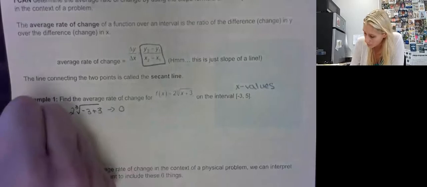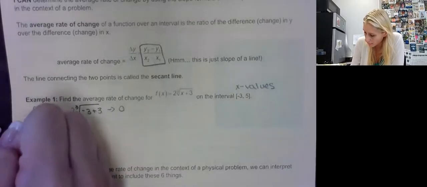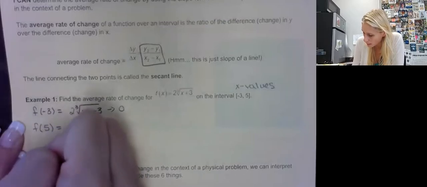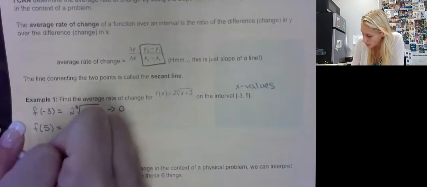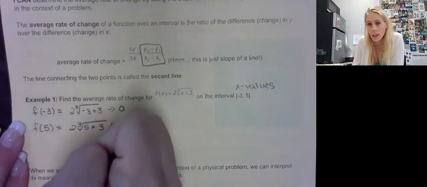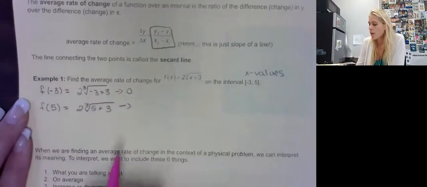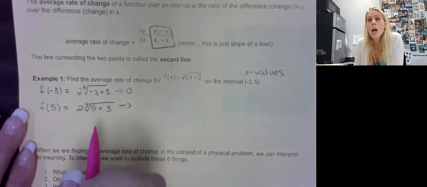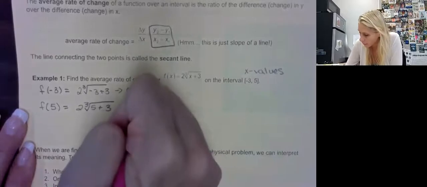Now we're going to do the same thing for 5. We're going to plug in the 5. So we have 2 times the cube root of 5 plus 3. If you have to use a calculator, go for it. So 5 plus 3 is 8. The cube root of 8 is 2. 2 times 2 is 4.